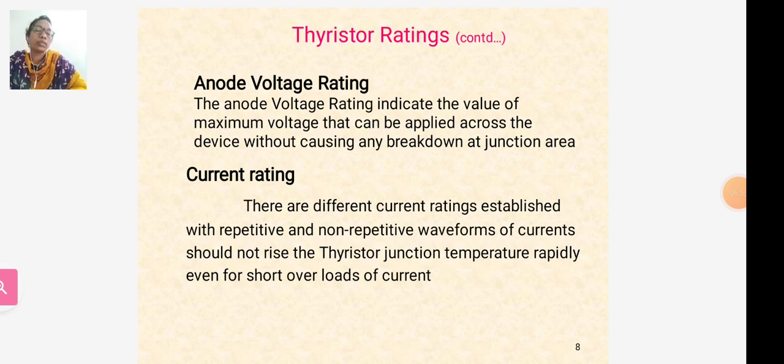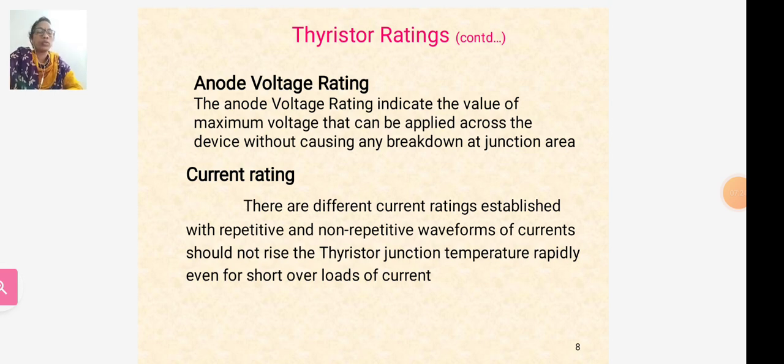The second subscript letter indicates the operating values: capital W is the working value, capital R is the repetitive value, S is the surge, meaning non-repetitive value, and T is the triggering value. These two are the main subscripts. And the last subscript letter indicates the maximum or peak value. These are the subscripts.